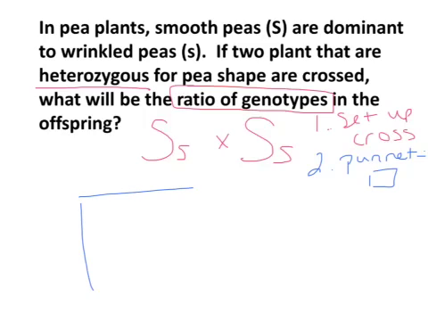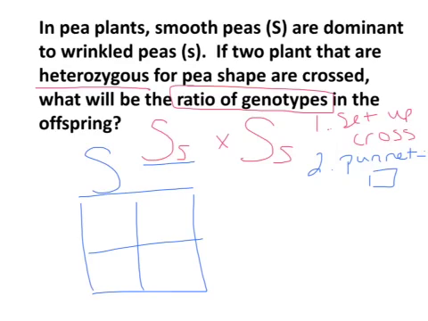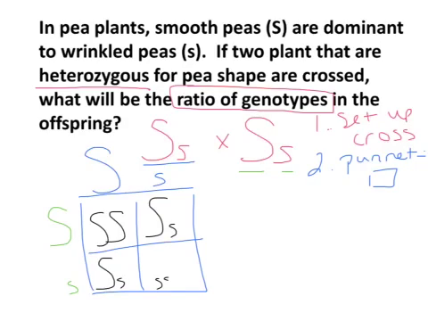So I put my gametes on the side, right? Let's say this is mom. She has the ability to pass on a big S and a little s. Dad has the ability to pass on a big S and a little s. So I put those on the edges. Now I see what my actual offspring would be. Inside there, I have my offspring.